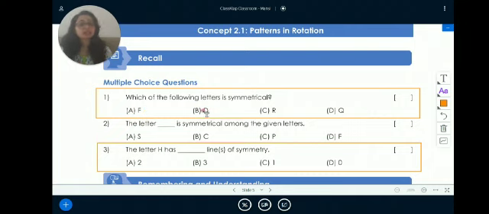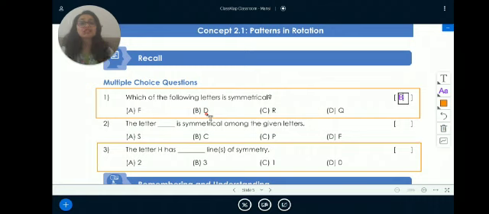Let's take letter D. I can think of one horizontal line which will divide letter D into two equal, identical halves. Letter R, I can't find a line of symmetry. Letter Q also I can't. So my correct answer is option B. So letter D is the correct answer.